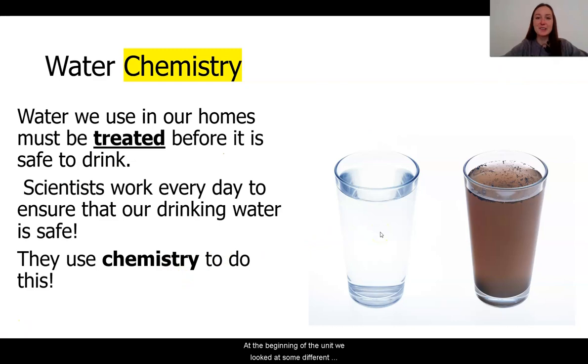At the beginning of the unit, we looked at some different water samples, and a couple of them were clear. There was one that was this darker color. It looked like it had some mud in it. And right away, we knew that this muddy, weird, brown-looking water was probably not safe for us. But we also started to consider that maybe there are things in even clear water that might not be safe for us to drink. And so we started to think about what kinds of things might be in water, how are we able to tell this, what makes it safe or not.